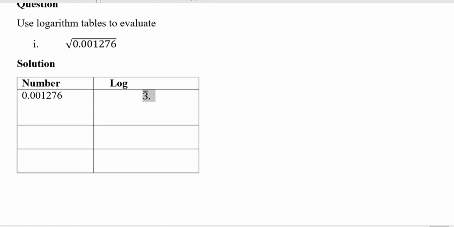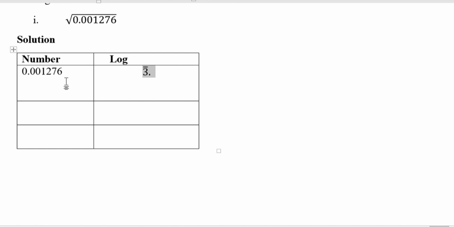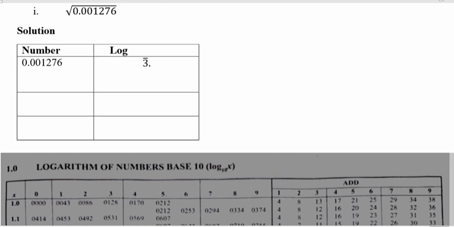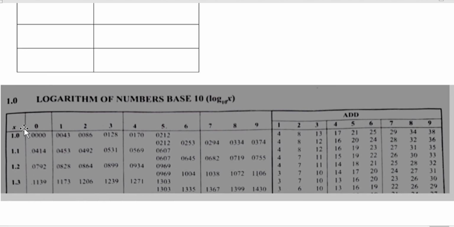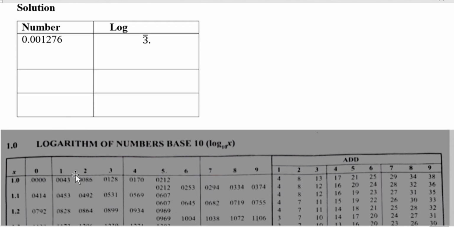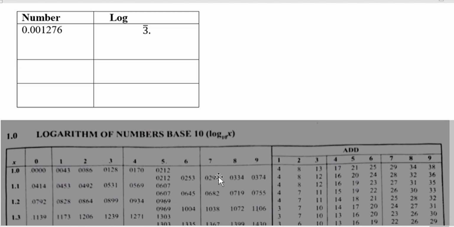Then we read 1276 from the logarithm table. Here is an extract of that table. So the first 2 digits, that's 1.2, sorry, 1, 2 will be read from this column here. So you realize it's here, 1.2. Then 7 will be read here. Our 7 is here. So move down as we move across from 1.2 and you realize the number is this one here.